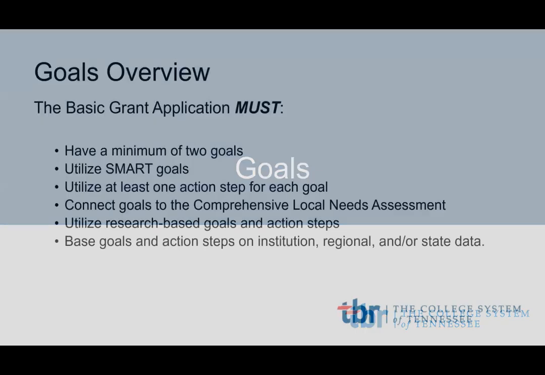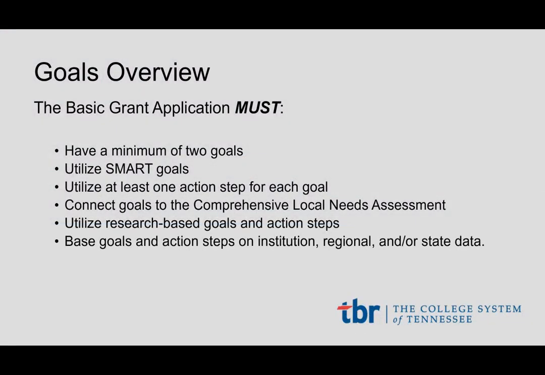Goals. The next section of tabs within the template are specifically for goals. The basic grant application must have a minimum of 2 goals, utilize SMART goals, utilize at least one action step for each goal, connect goals to the Comprehensive Local Needs Assessment, utilize research-based goals and action steps, base goals and action steps on institution, regional, and/or state data. Data used in determining goals should include, but are not limited to, CTE student data and previously reported Perkins data.